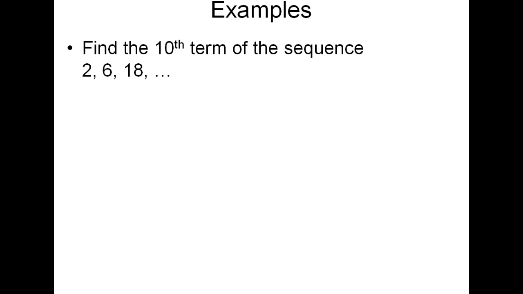So, for example, I want to find the 10th term of this series. I'm going to take the first term, 2, and figure out what R is. Well, to get from 2 to 6, I multiply by 3. And for the 10th term, 10 minus 1 is 9, so I get an exponent of 9. When I multiply that out, I get 39,366.